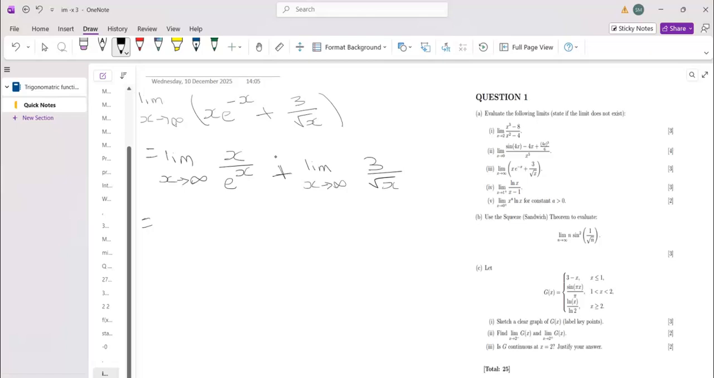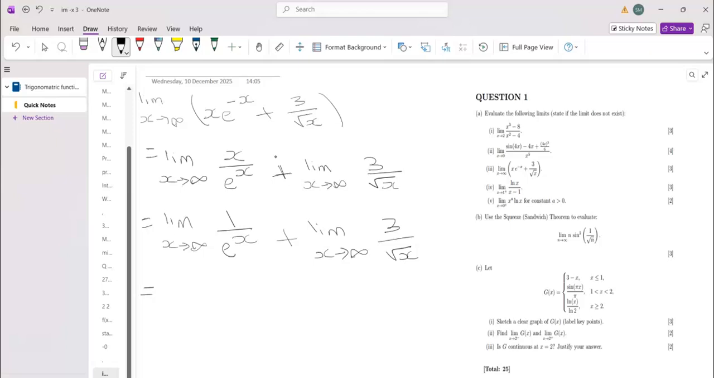So now we're going to have the derivative here. We're going to have the limit as x approaches infinity of the derivative of x, which is 1, divided by the derivative of e to the power of x, which is just e to the power of x, plus the limit of x approaching infinity. So here we can just leave it as it is, right?